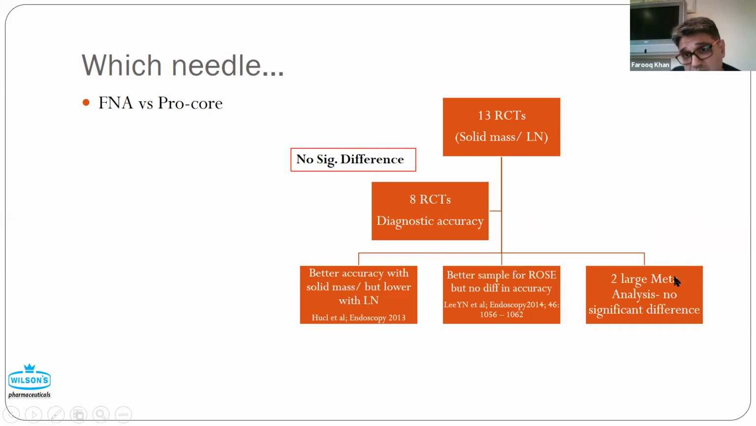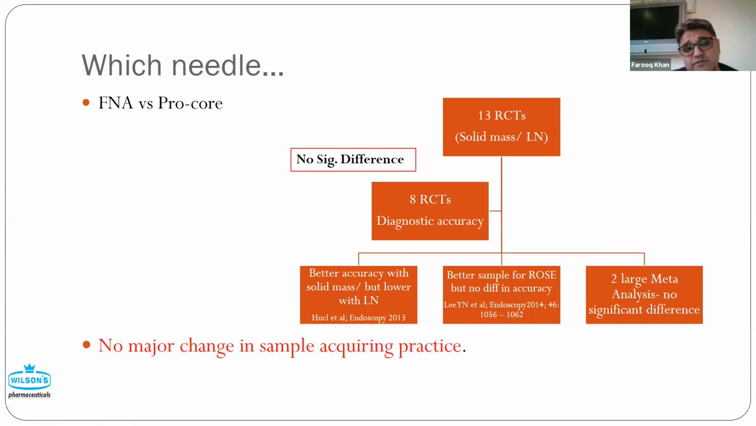They added this up in 2 larger meta-analyses, which were published in early 2012. Again, there was no difference. So in that time, there were no major changes to people's practice. A lot of people have moved to ProCore needles because visibly the sample was much better, but the studies haven't really shown much difference one way or the other.